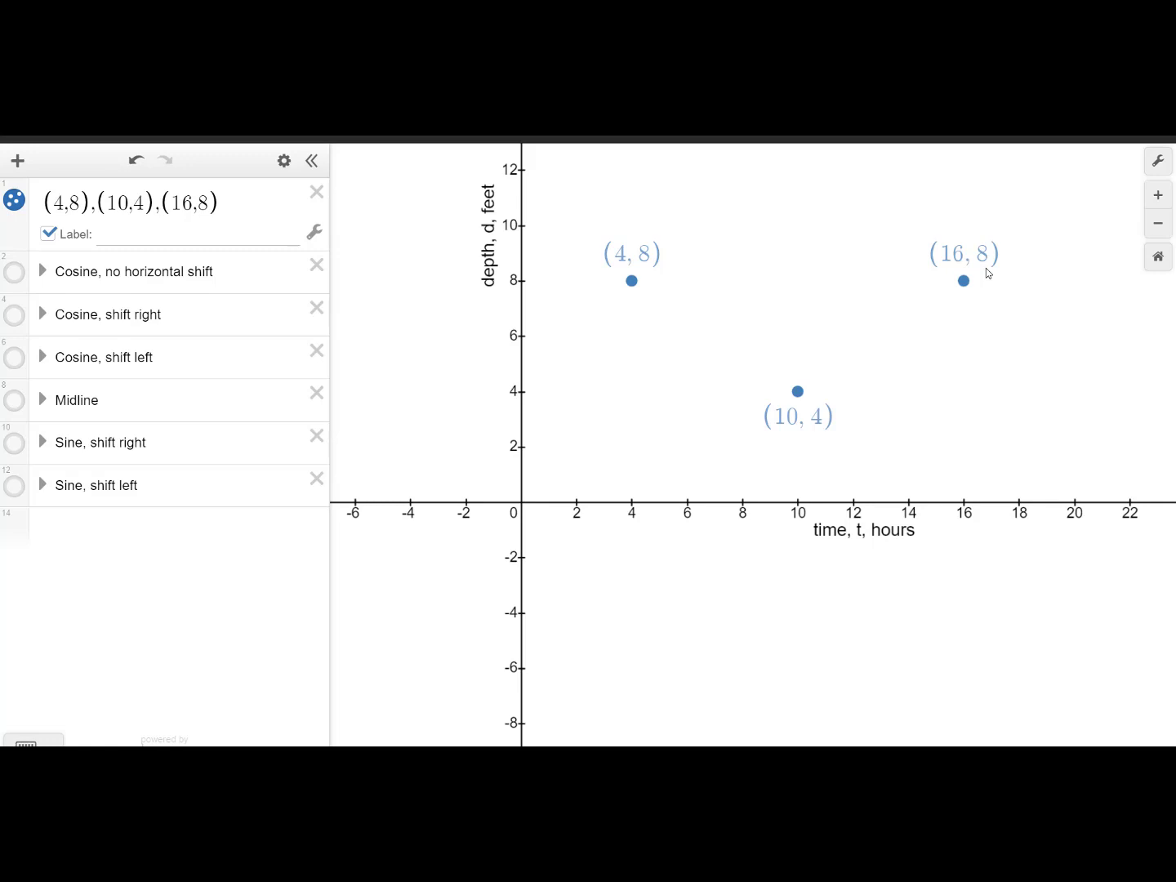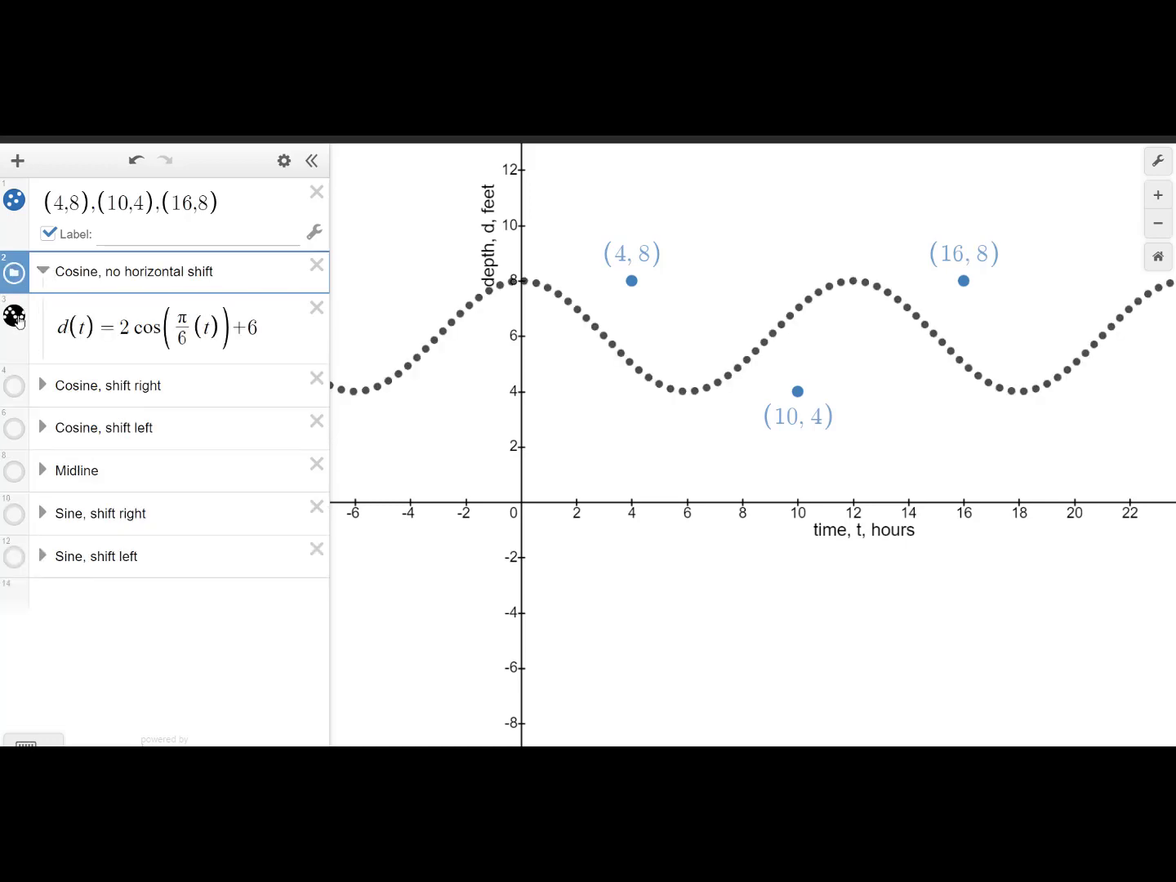And so if we graph a cosine function with no horizontal shift, just for a moment here, we had our amplitude of 2 times cosine. The k value was pi over 6. We're going to multiply that times t, so there's no horizontal shift yet, and then plus 6, the midline was 6. So we see that the cosine graph has an anchor point at (0, 8), but we need that anchor point to be shifted to the right 4 units so that the maximum will occur at t equals 4.